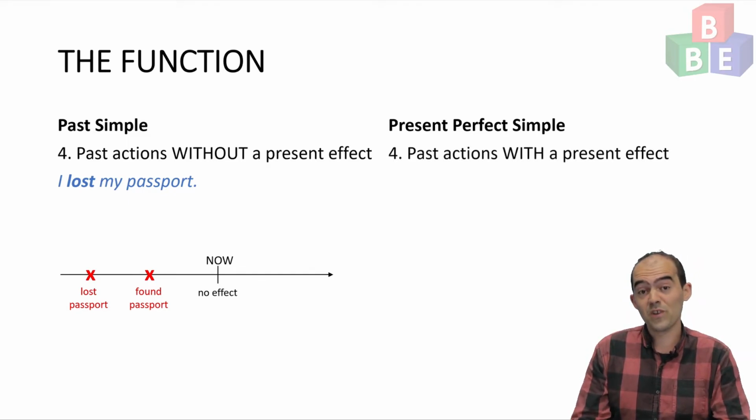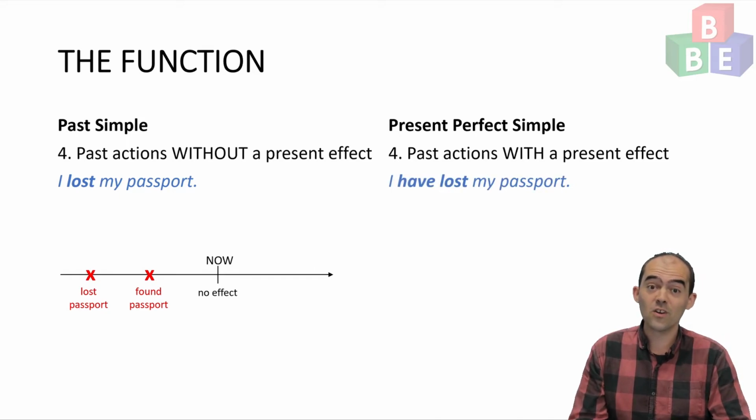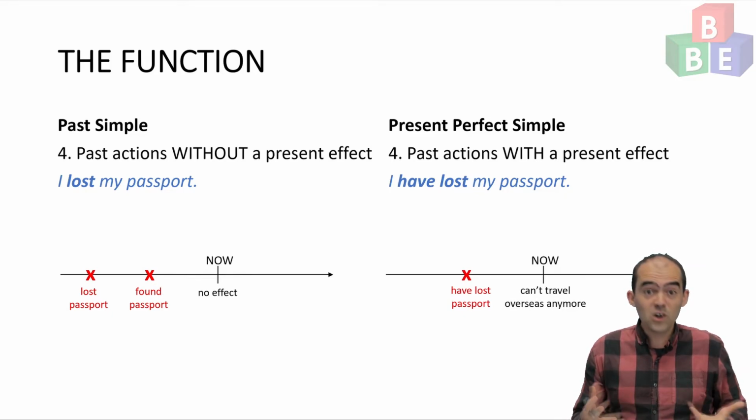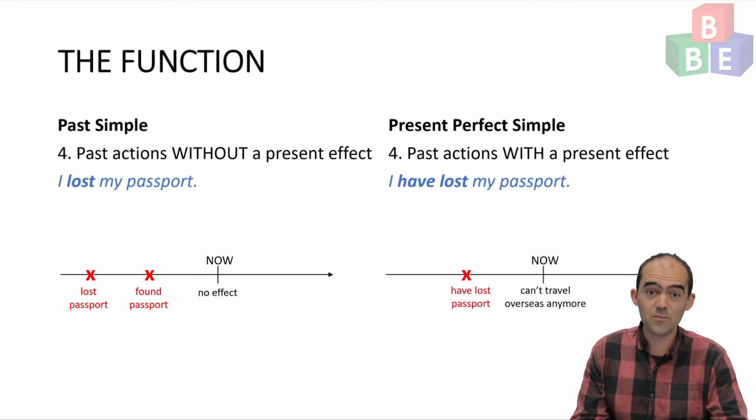However, with the present perfect simple, the past action does have a present effect. So if I say I have lost my passport, then I lost my passport in the past, and now that affects me because I can't travel overseas anymore.